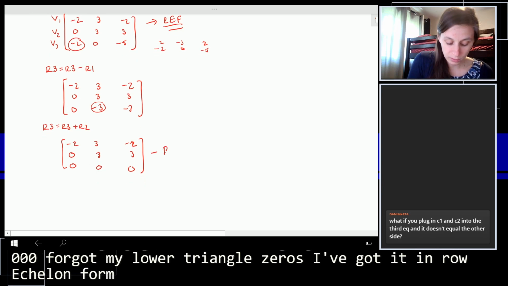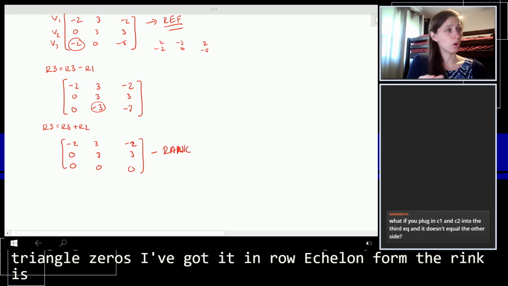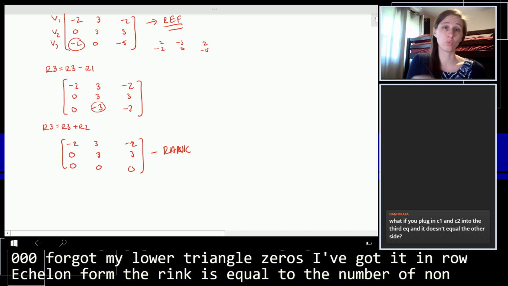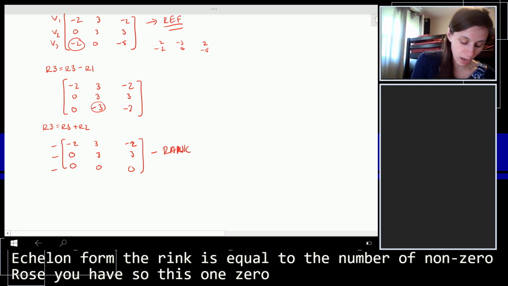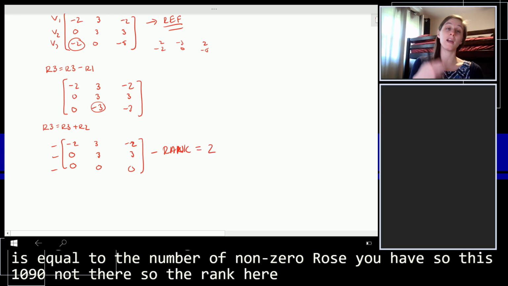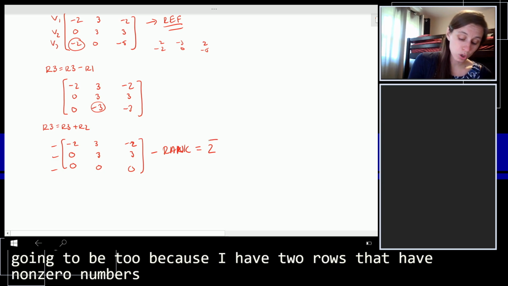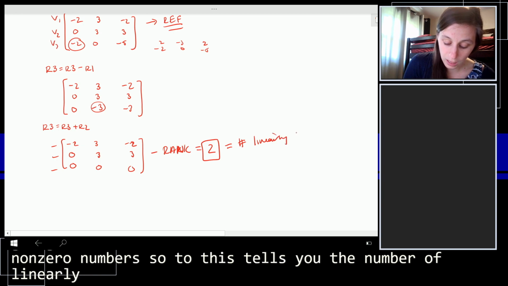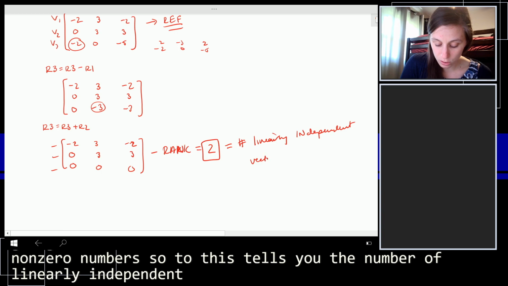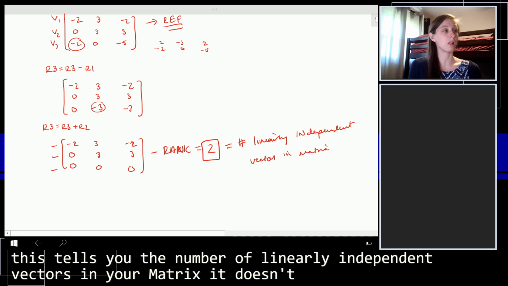The rank is equal to the number of non-zero rows you have. So this one's not 0, not 0, and this is 0. So the rank here is going to be 2 because I have 2 rows that have non-zero numbers. So 2, this tells you the number of linearly independent vectors in your matrix. And it doesn't matter if they're rows or columns.